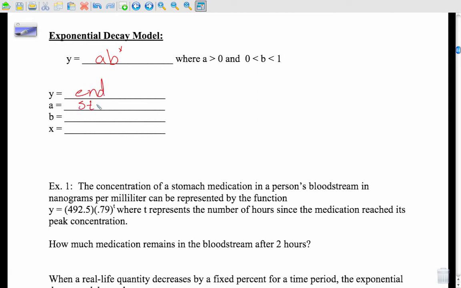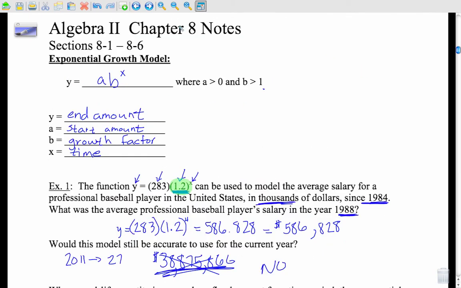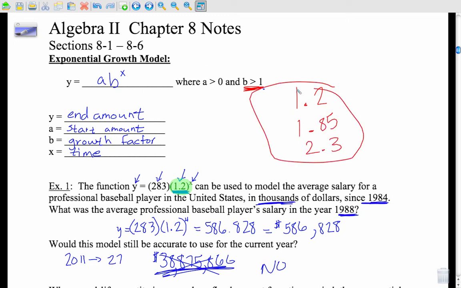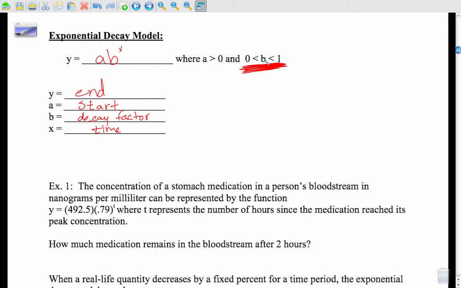Same formula. A, B to the x. Same thing here, where your y is your end amount, your a is your starting amount, your b, instead of growth factor, is now going to be a decay factor, and your x is still your time. The one thing to note, the big key difference, is b is between 0 and 1, where back here, b was greater than 1. That means here it's going to be like 1.2, 1.85, 2.3, something like this. It's going to be bigger than 1.